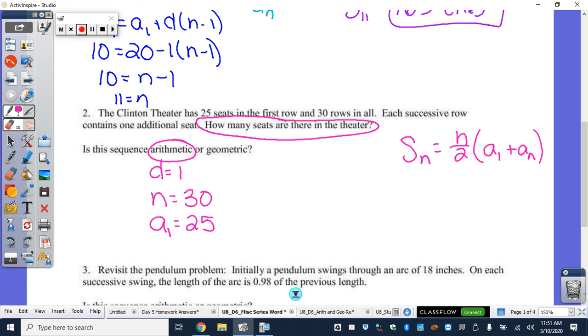We also need to know our last term, which in this case would be a sub 30. That's the one we don't know yet. So we got to figure that out so that we can use our arithmetic series. So again, using our other formula, 25 goes in for our a sub 1, 1 goes in for our d, 30 goes in for our n. And what is our 30th term?